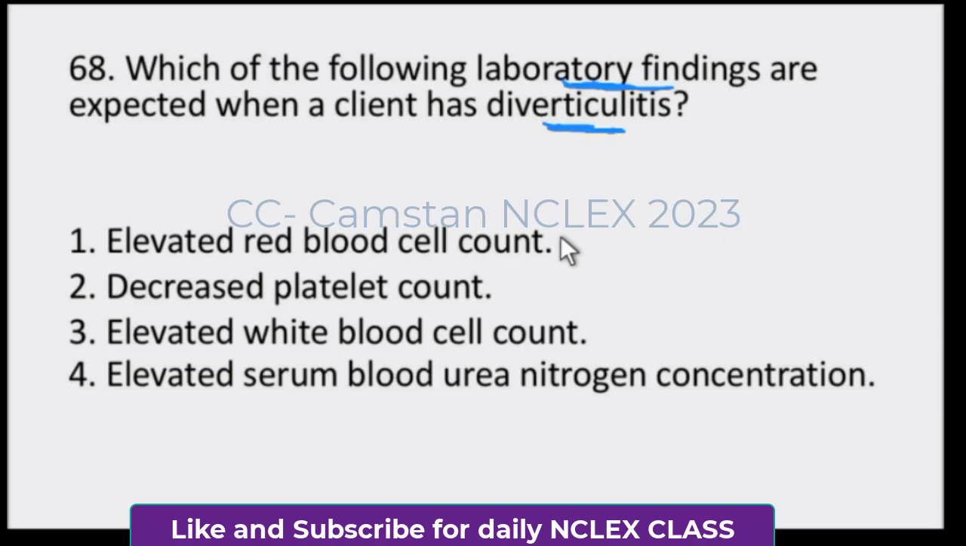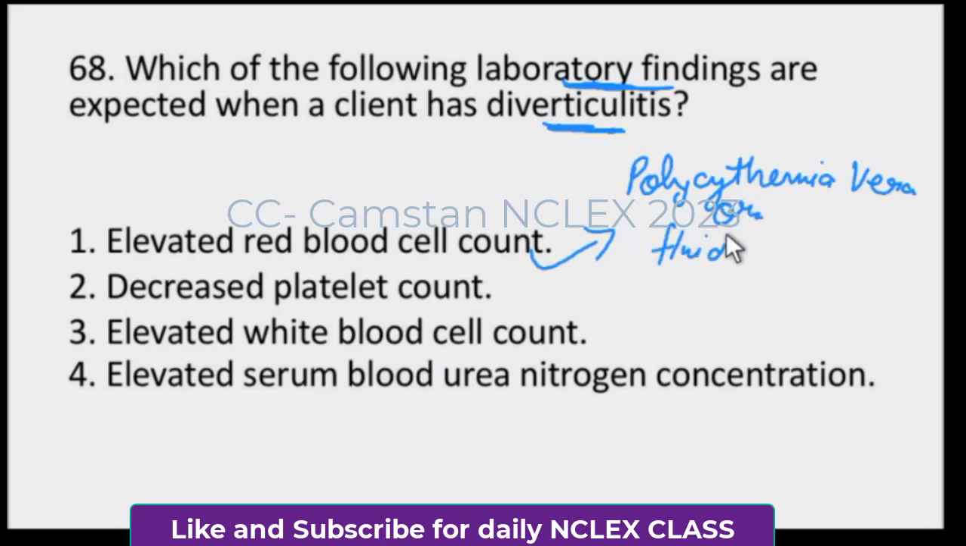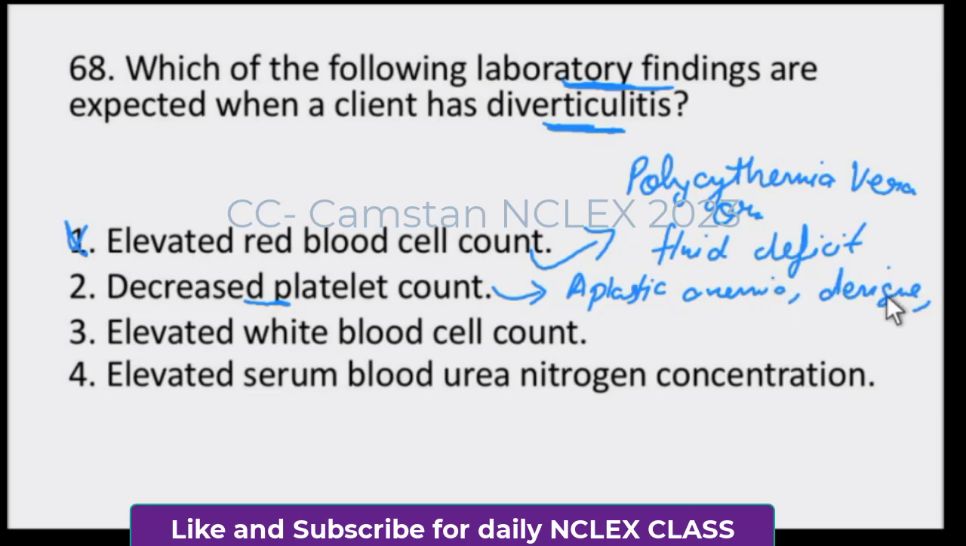Elevated red blood cell count. Well, it has no relation with diverticulitis. It is mainly found in individuals with polycythemia vera, or in case there is any fluid deficit. So this option is incorrect. Second one is decreased platelet count. This occurs in conditions like aplastic anemia, dengue, and some malignant blood disorders. So this option is also incorrect.